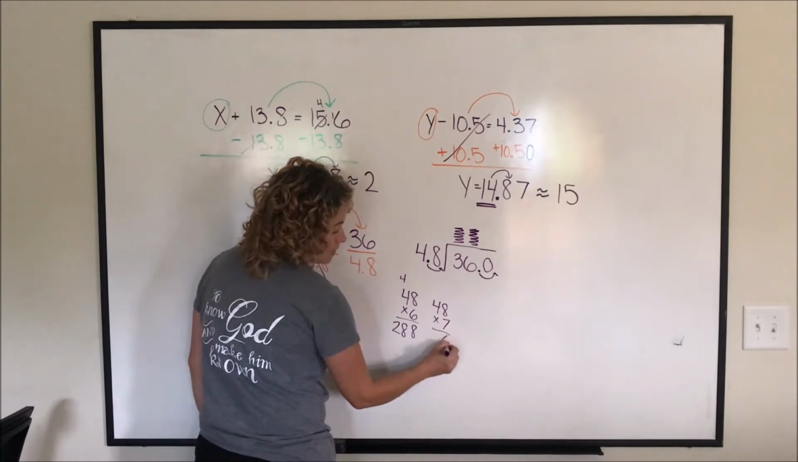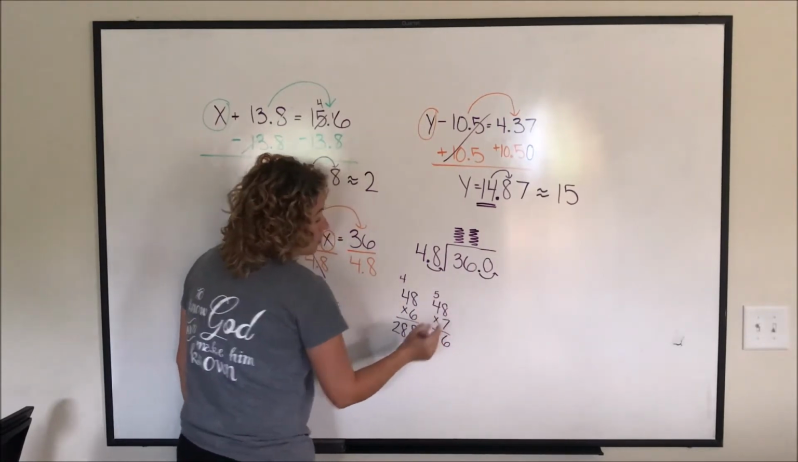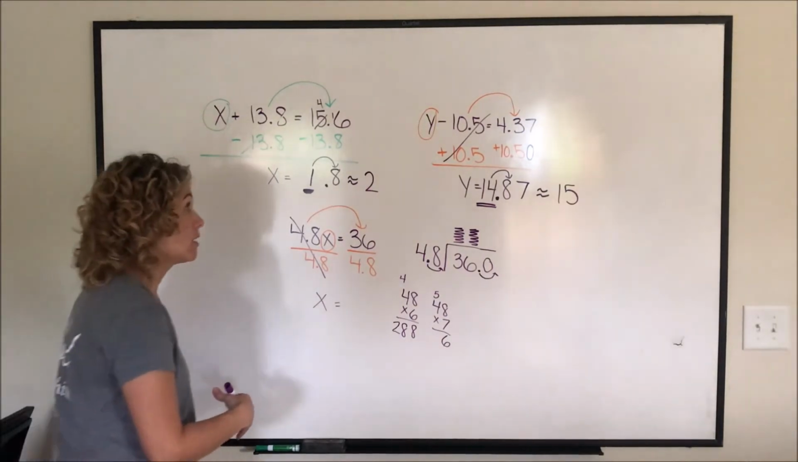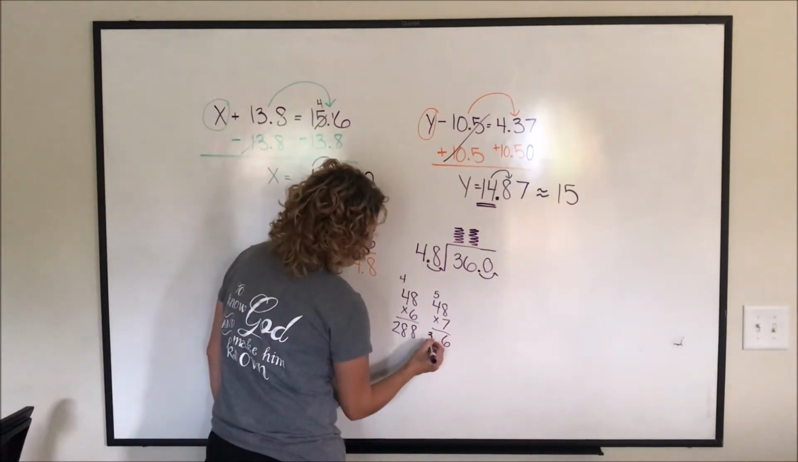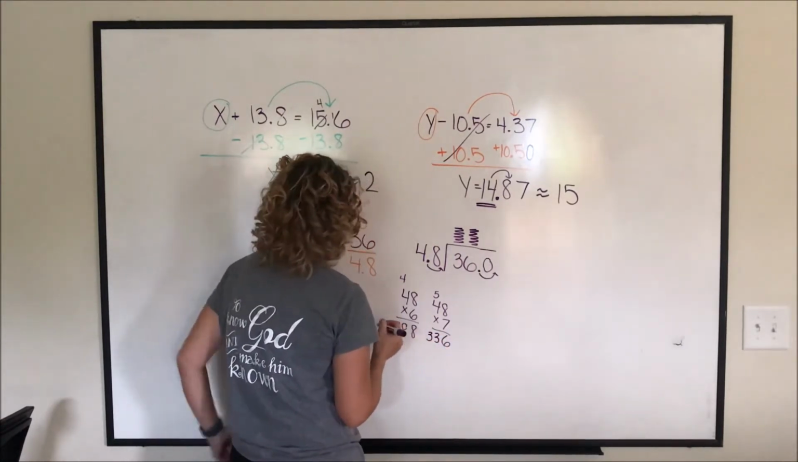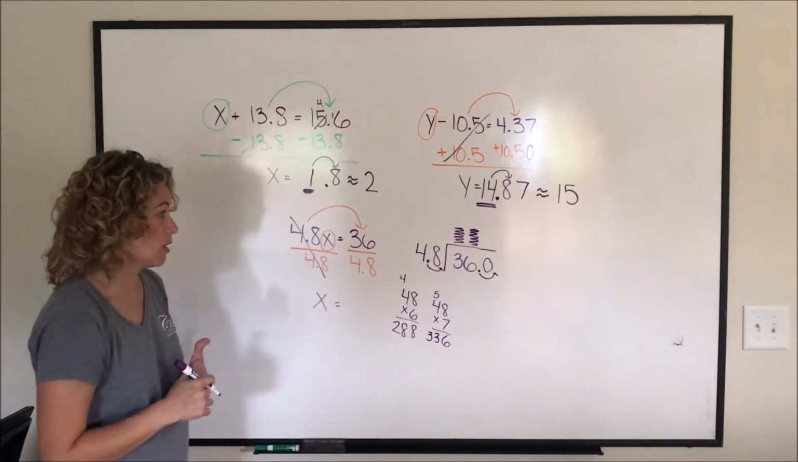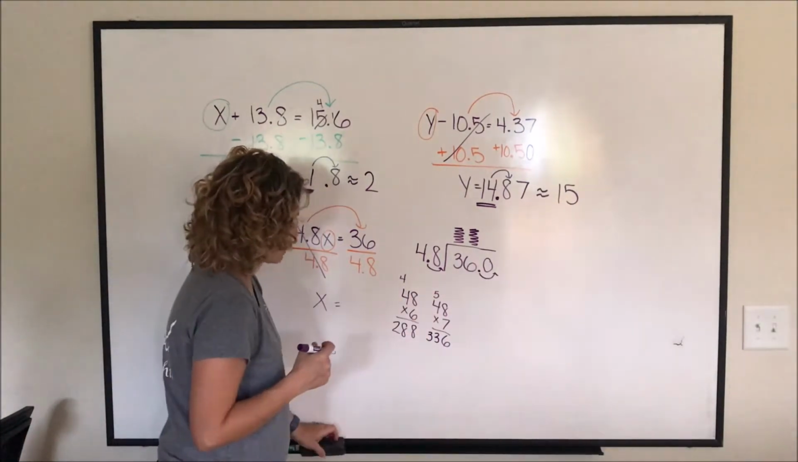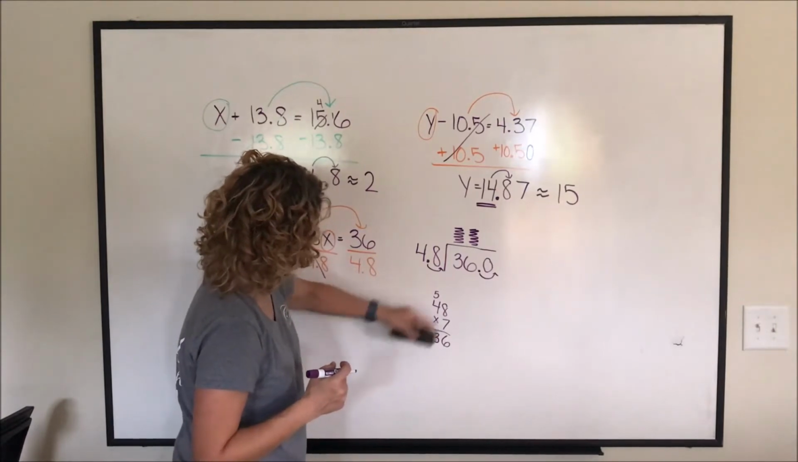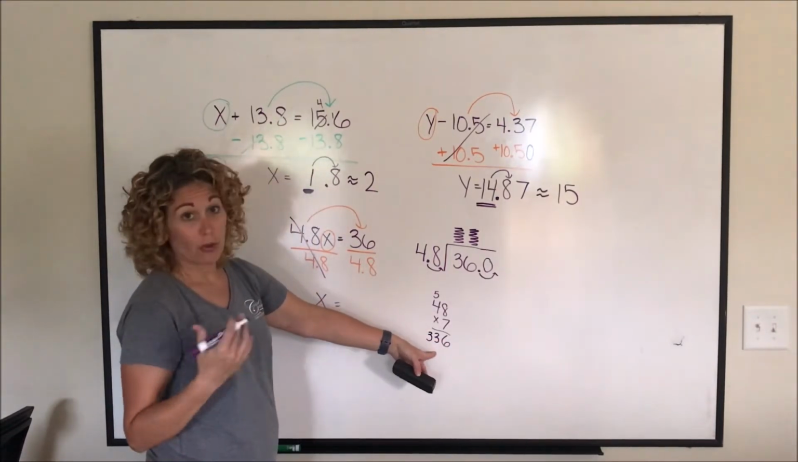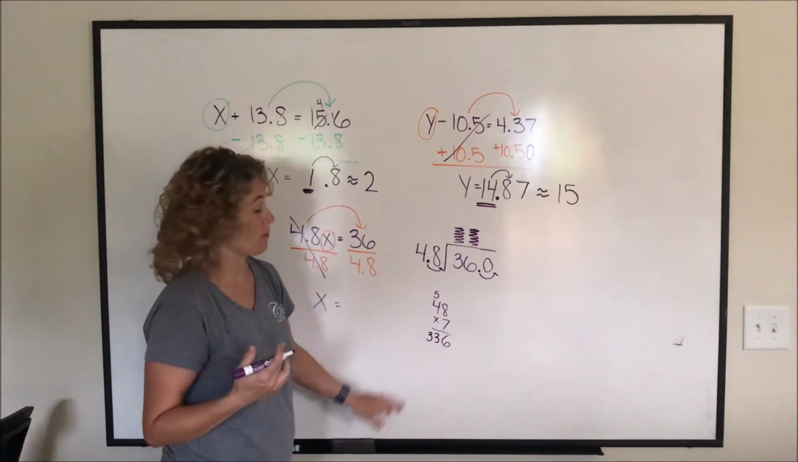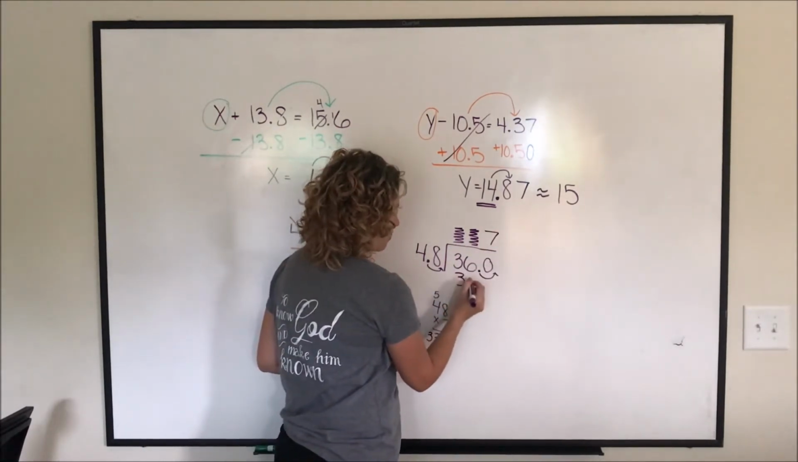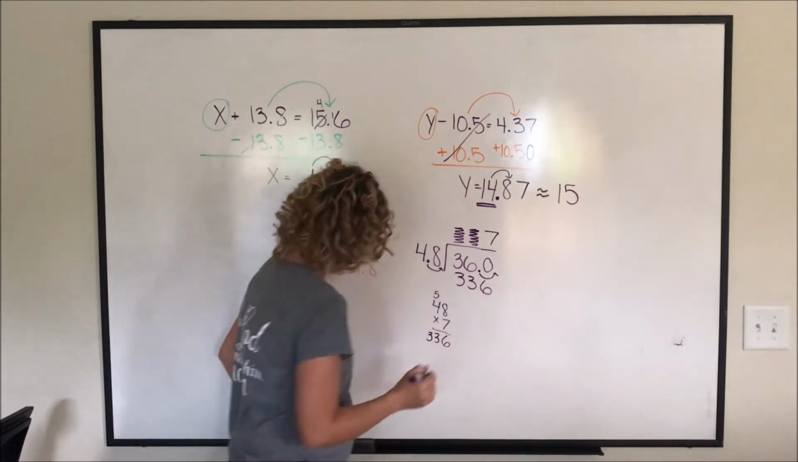Okay, 8 times 7 is 56. 4 times 7 is 28. 28 plus 5 is 33, I believe. Yes. Okay, and that's bigger. Okay, it's still not as big as this, but if we added 48 more, we would go over. So that means we're going to use 7. 48 times 7 is 336. Okay.